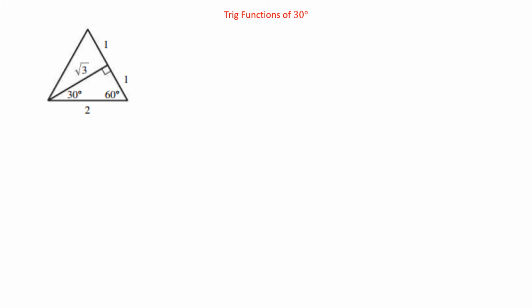So our trig values, now we're looking at 30 degrees, so this is the opposite, this is the hypotenuse, and this is the adjacent. The hypotenuse and the adjacent switched on us here.